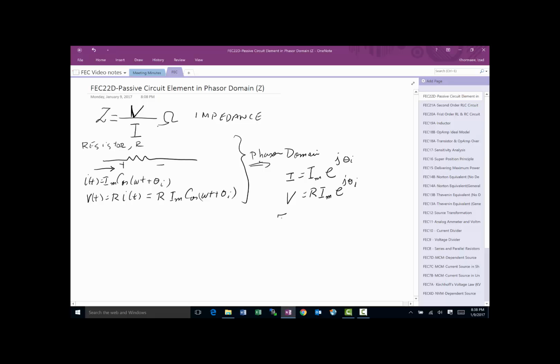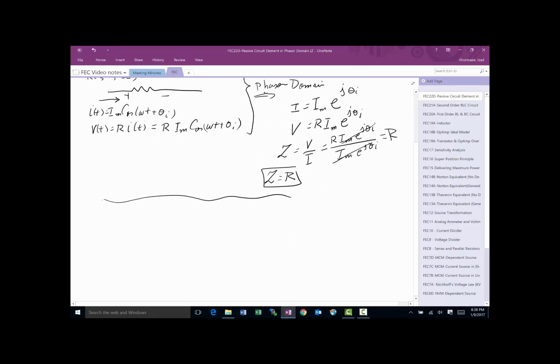Our definition was that Z is equal to V over I. If I do that, you can simply see this is R Im e to the j theta I divided by Im e to the j theta I. As you can see, this cancels, and you're left with R. Therefore, for resistors in phasor domain, Z is simply R. That was easy.